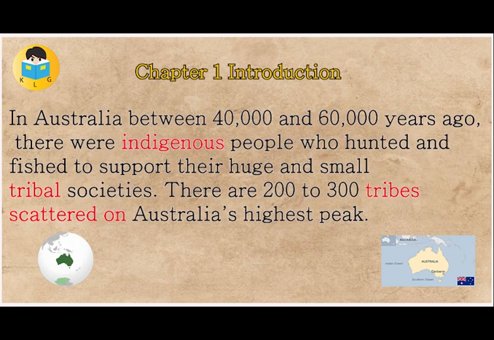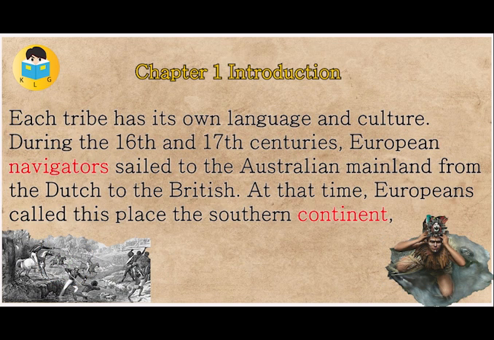In Australia between 40,000 and 60,000 years ago, there were indigenous people who hunted and fished to support their huge and small tribal societies. There are 200 to 300 tribes scattered across Australia. Each tribe has its own language and culture.